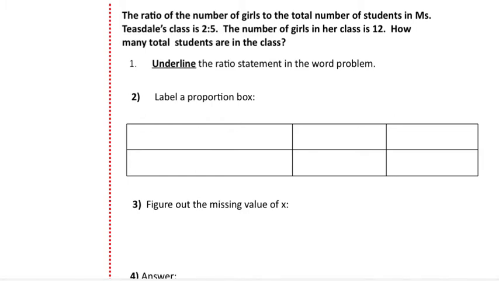Well, first of all, we know this is a ratio problem because it tells us the ratio. And then we want to underline what two things we're comparing, with the labels. So the ratio of the number of girls to the total number of students is 2 to 5. That tells us what our labels are going to be. So the number of girls to the total number of students, and we also realize that is a part to whole ratio. So our labels are going to be girls and total students.